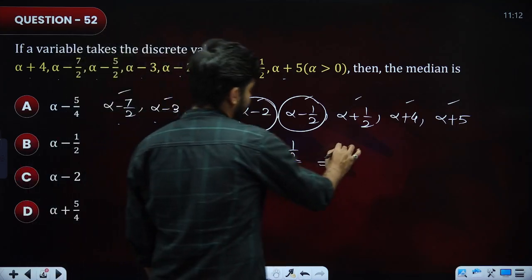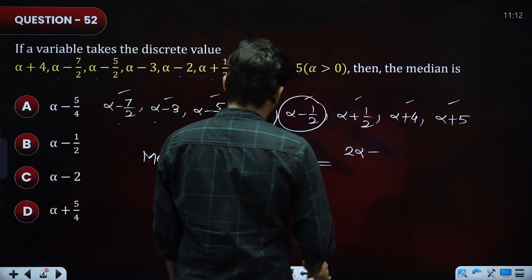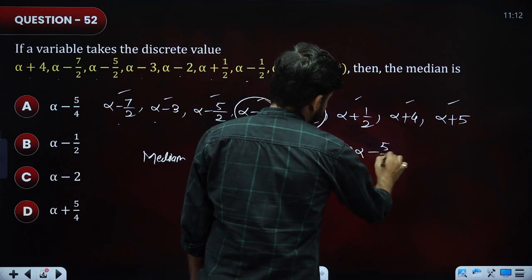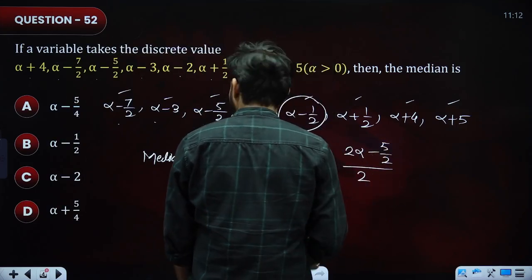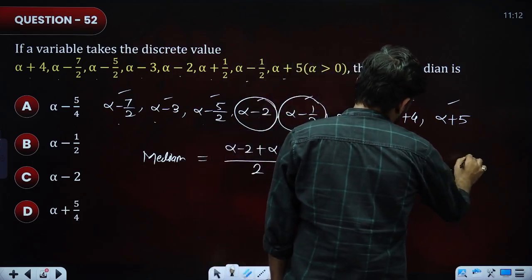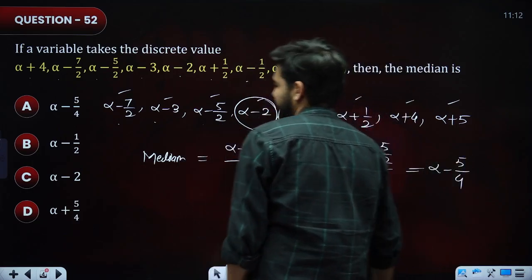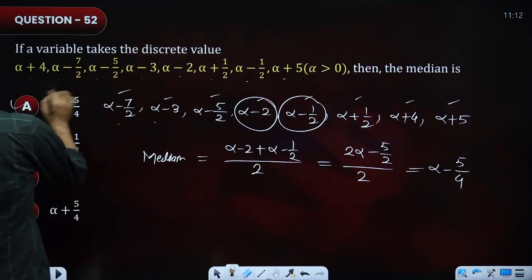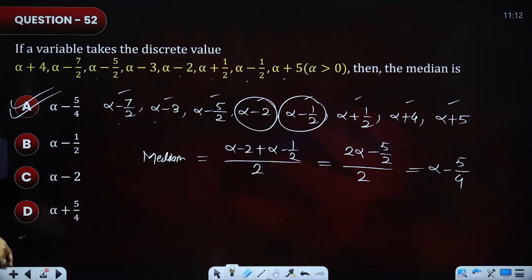So now in that case, we can write (2 alpha minus 5 by 2) whole upon 2. So we can write alpha minus 5 by 4. Option A should be the correct answer over here. Okay, you can check the solution from here.